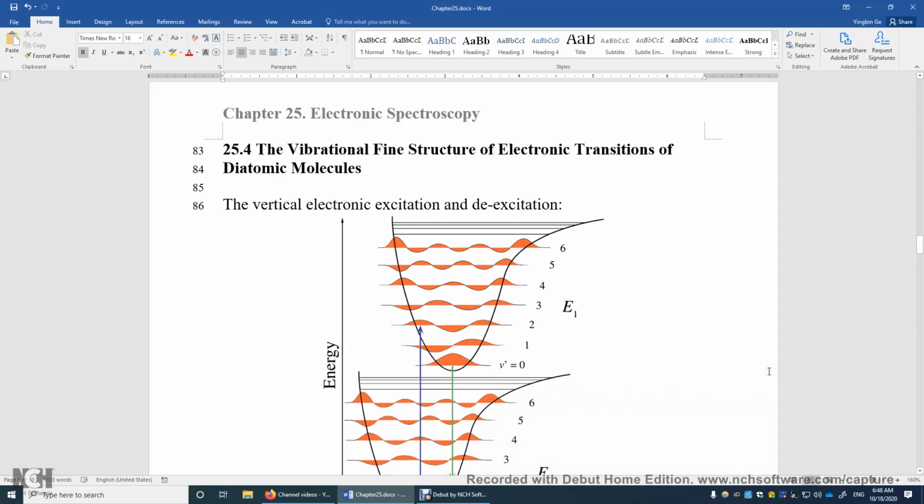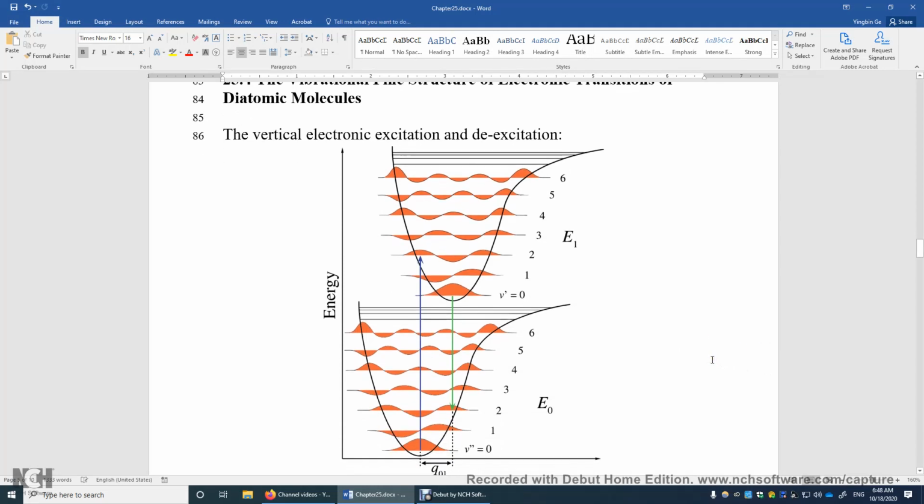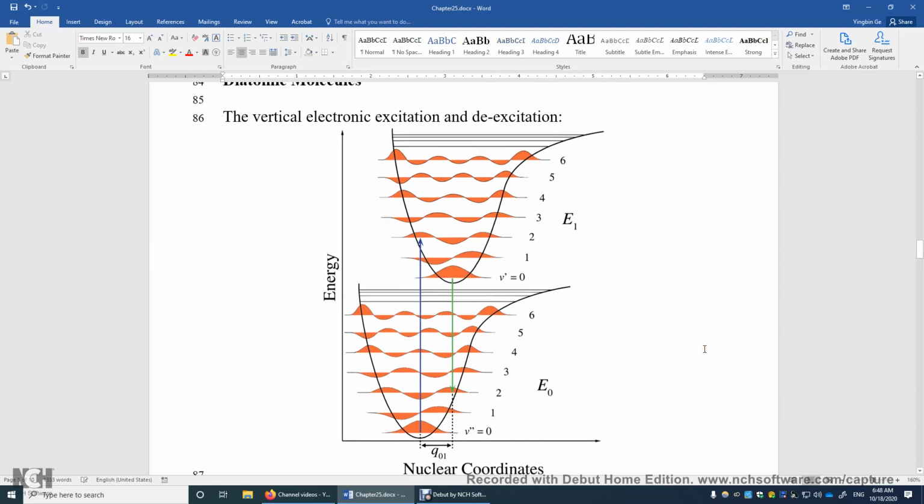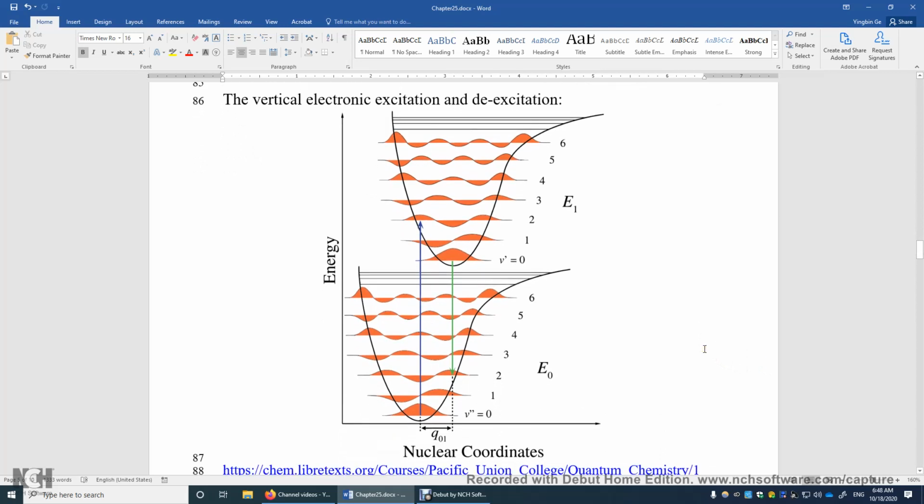Section 25.4. The vibrational fine structure of electronic transitions of diatomic molecules. Now let's look at the vertical electronic excitation and de-excitation of a diatomic molecule. The vertical axis is energy. The horizontal axis is the bond distance of this diatomic molecule.